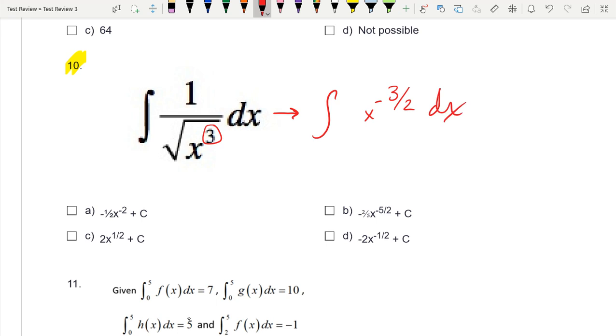That's my setup. I'm going to find the antiderivative. So we add 1 to our exponent, so now it's negative 1/2. I divide by my new exponent, so I'm dividing by negative 1/2, which means I'm multiplying by negative 2, plus c. Negative 2x to the negative 1/2 plus c. Answer is D.